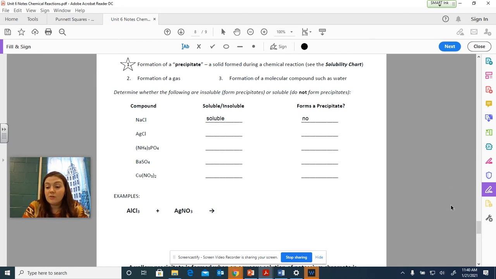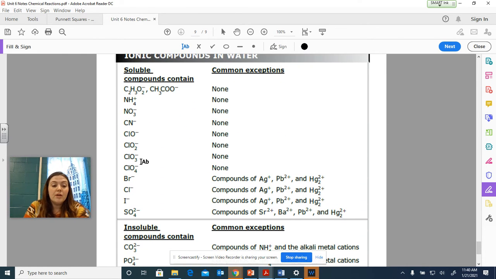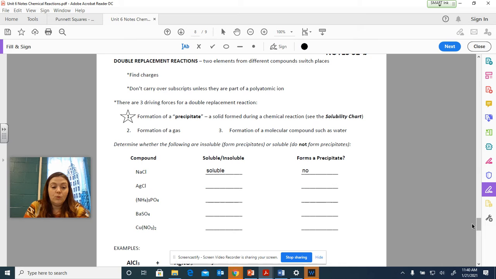Now for AgCl, same thing. We're looking for chlorine and see if it's soluble with Ag. So look, same thing. Chlorine's usually soluble, but it's not soluble with Ag, which is what this is. So that would be insoluble, like that. Now, if it's insoluble, then yes, it would be a precipitate, which means a double replacement reaction would work if it was making that compound.